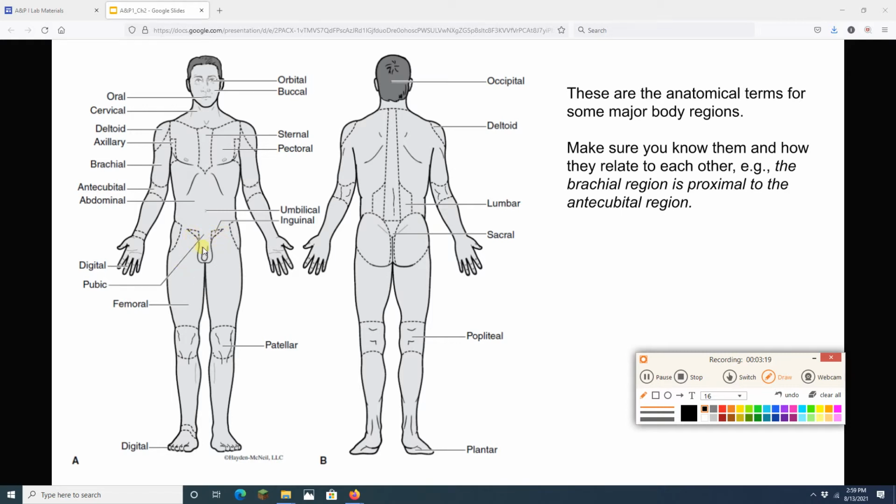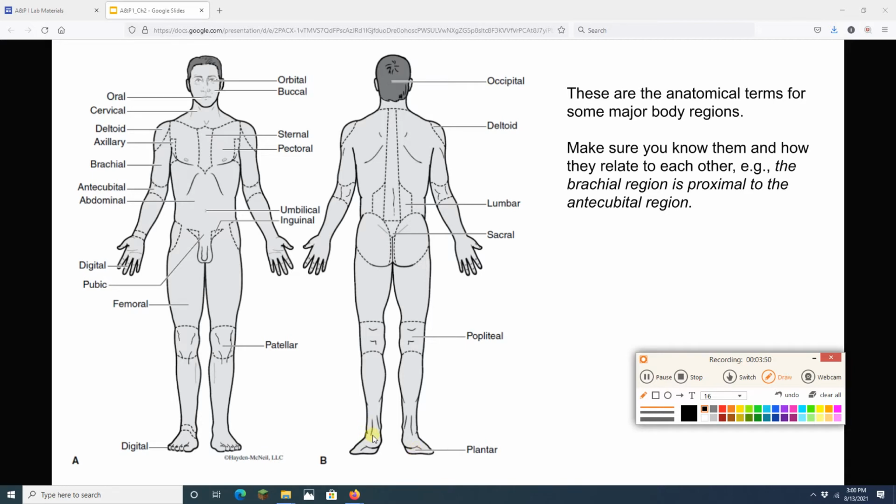A lot of these are on both sides. Not all of them, though. And then in between, above the genitalia, we've got the pubic region. The thigh is going to be the femoral region. The front of the knee, where the kneecap is, is the patellar region, with the back of the knee being the popliteal region. Toes are digital. Then the bottom of the foot is the plantar region.